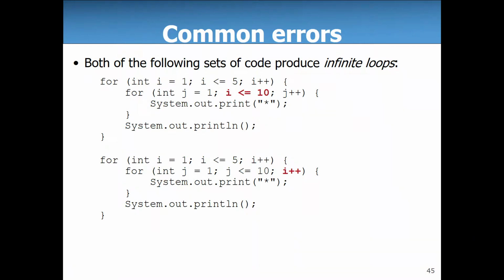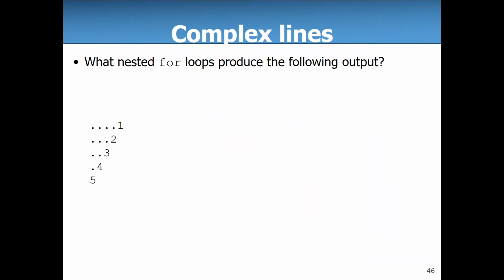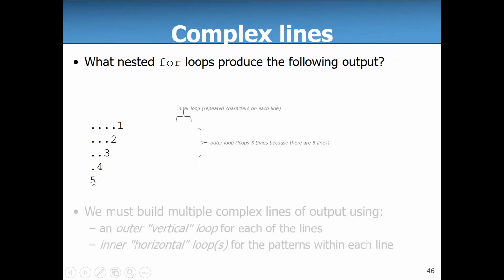So let's go and look at some really weird, interesting puzzles now, because we're going to try to figure out how to write these lines. So we've got 1, 2, 3, 4, and 5. What for loop would give us this?